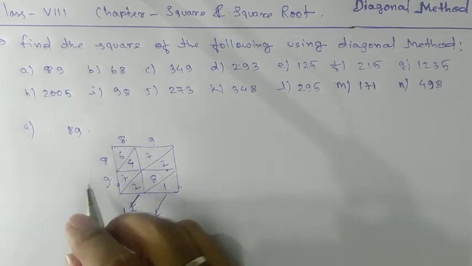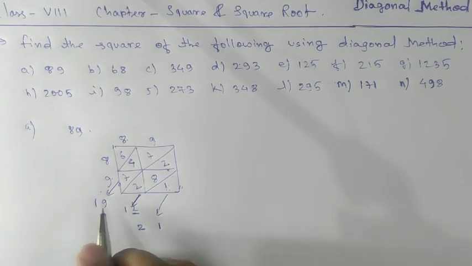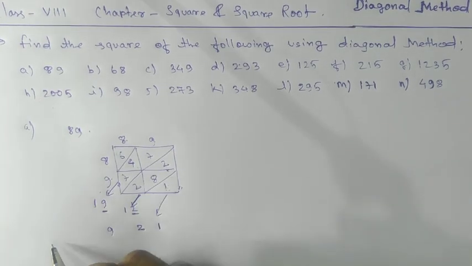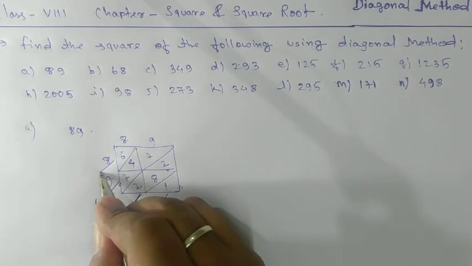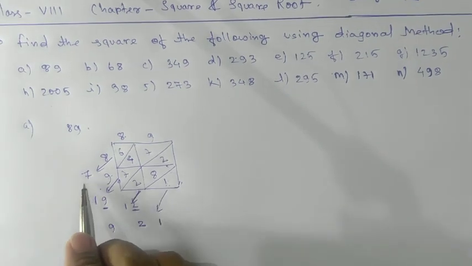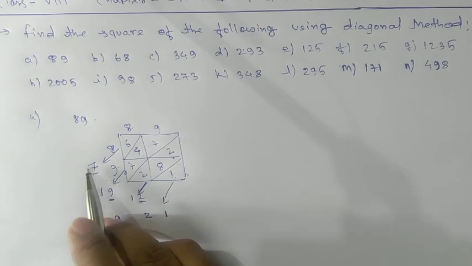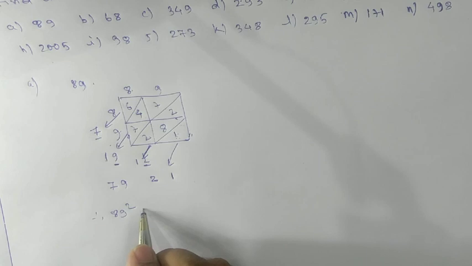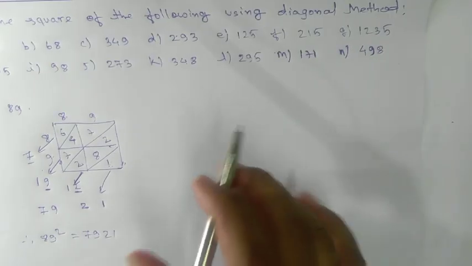18 plus 1, we are getting in this box 19. We'll take 9 and 1 will be shifted here, carry 1. 6 plus 1 gives you 7. This is only one number. If it is 17, we'll take 17. If it is 27, we'll take 27, the whole thing. Right now you have only a single digit, so we'll take 7. Therefore 89 square gives you 7921.